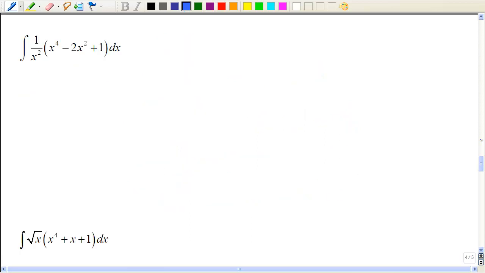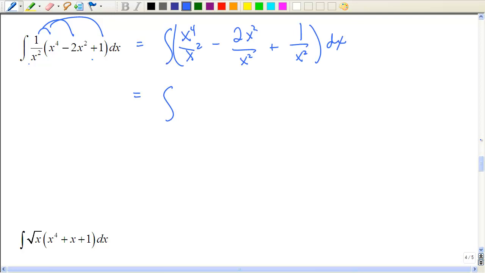Okay, here, that looks kind of scary. We have a multiplication. We have something that's called the product rule, but we're not quite ready for that. Let's see if we can just simplify it by multiplying that out. So let's reduce those fractions. So that's going to be x squared minus 2 plus x to the negative 2 dx. Right now I can integrate each of those.